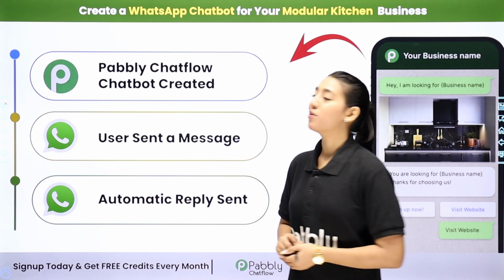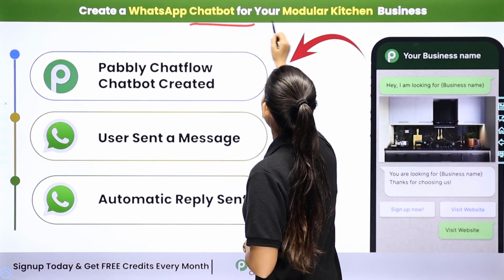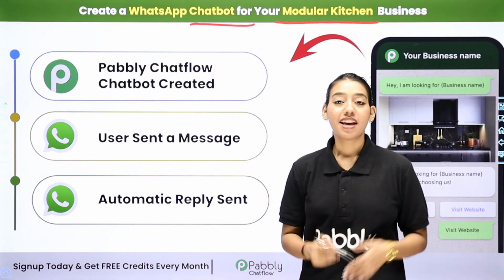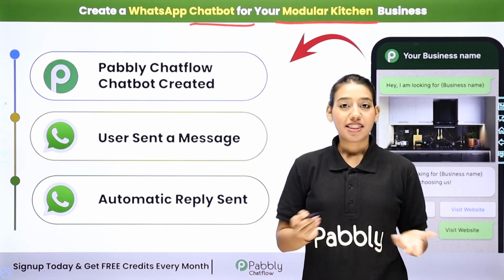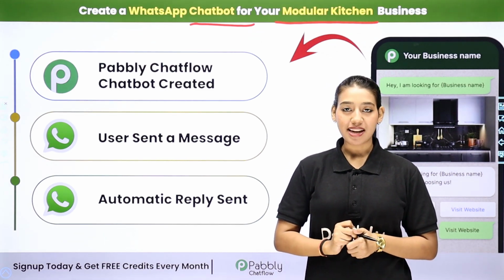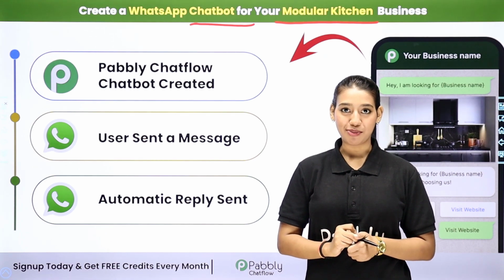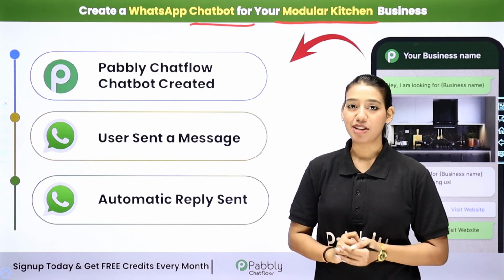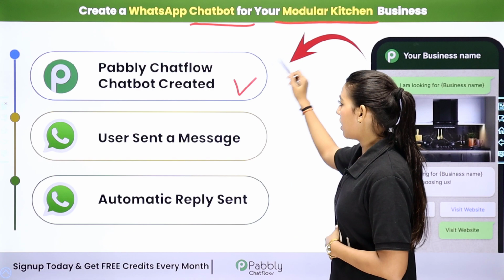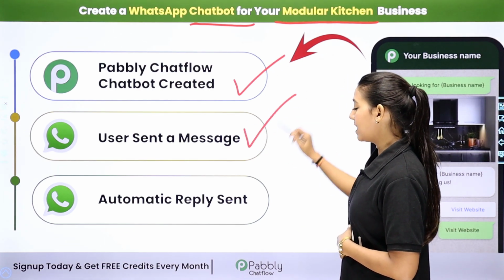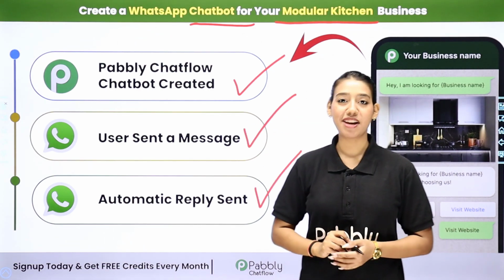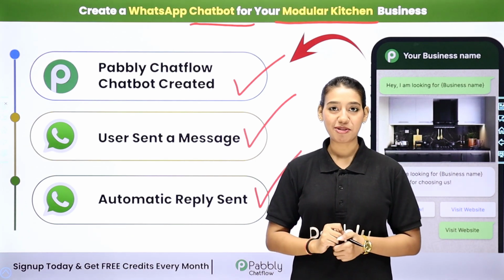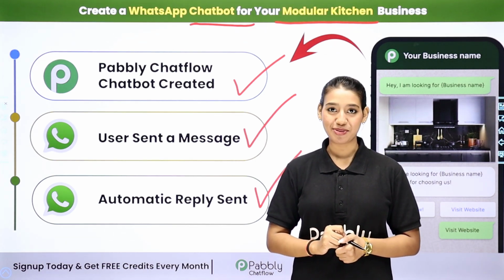In today's video, we are going to learn how to create a WhatsApp chatbot for your modular kitchen business. If you install modular kitchens, then manually responding to all the requirements and consultations can be a very time-consuming process. So with the help of Pabbly Chatflow, we are going to create a WhatsApp chatbot which will respond to all of these queries and automate this whole process on our behalf. Now if you want to learn how to create this amazing chatbot, then let me take you to my screen.